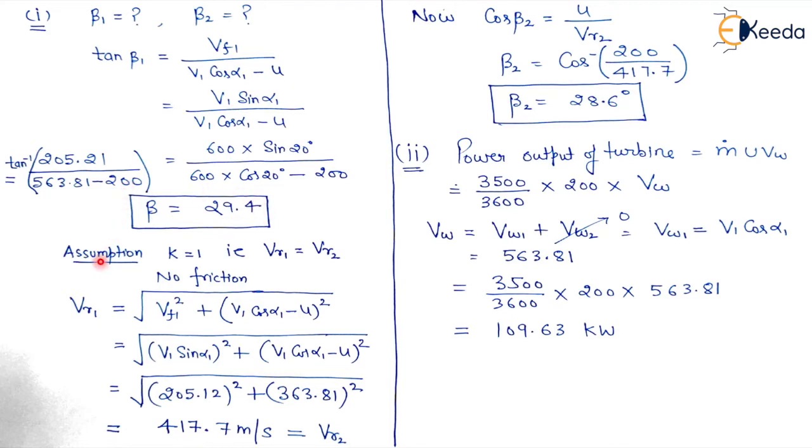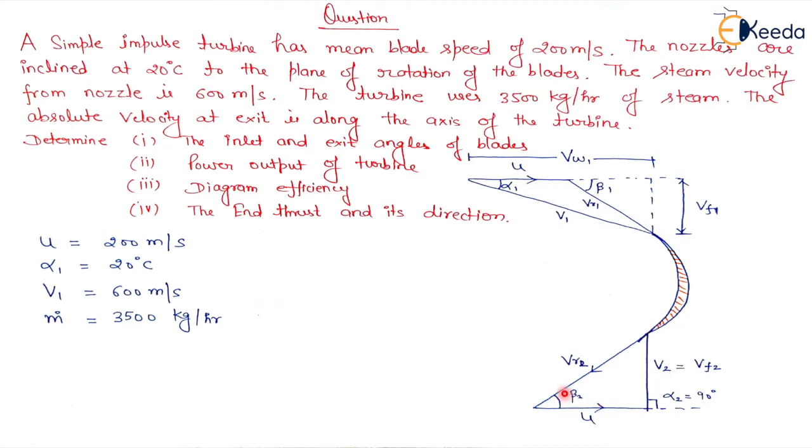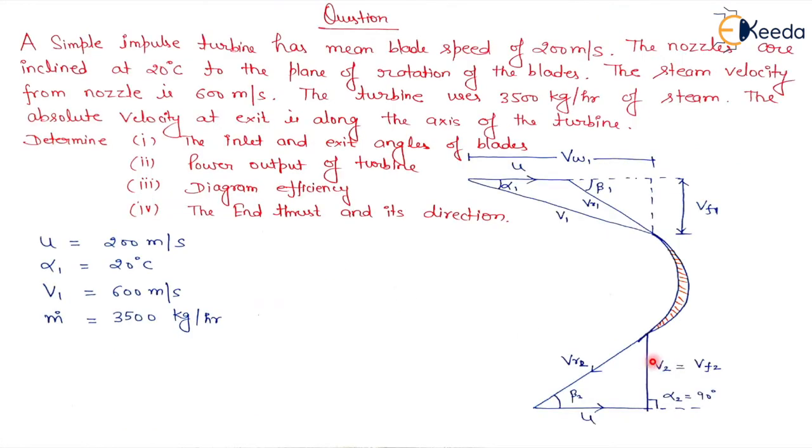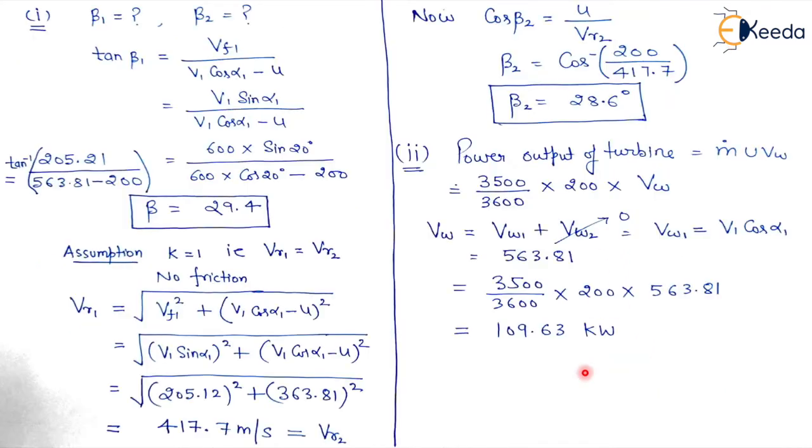Now we have to calculate beta 2. In this case, you can easily see that the outlet triangle is a right angle triangle. So in this case, assume k is equal to 1, that means VR1 is equal to VR2. We are assuming that k is equal to 1, that means no friction is there.